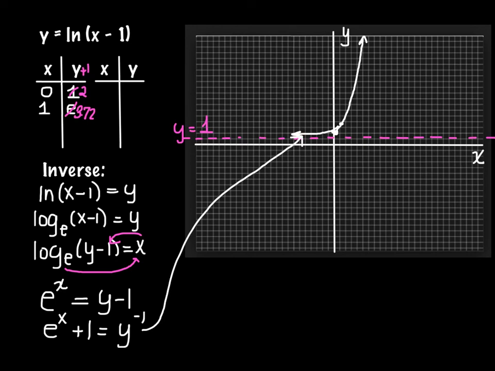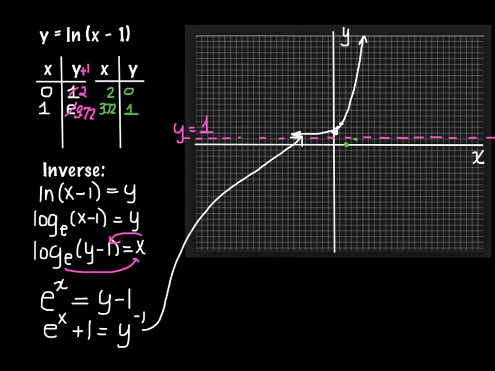What I'm going to do now is switch my x and my y in the table. So I now will get 2, 1 and 3.72, 1. And that really should be 2, 0, shouldn't it? Okay, I'm going to plot 2, 0, and I'm going to plot 1, 3.72, which is a little more than 3, 1.